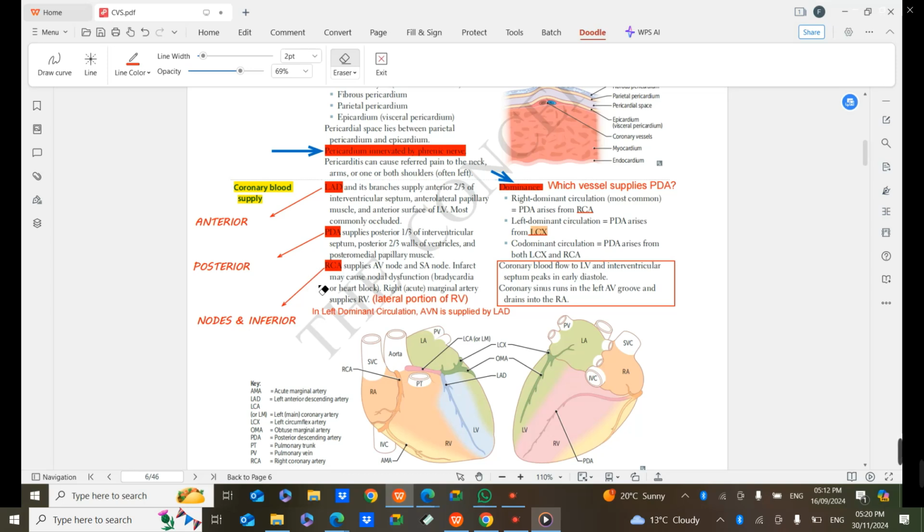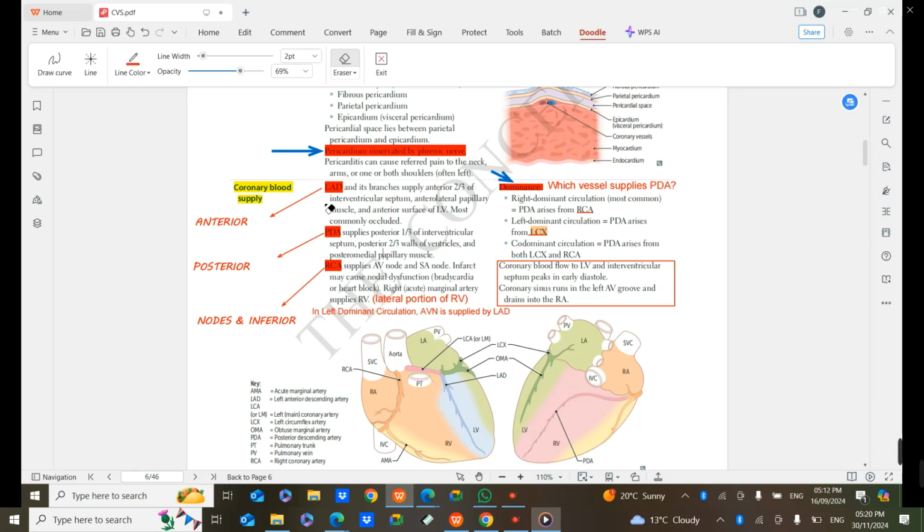There is a question they can also ask, even though it's not in First Aid. I added it. The lateral portion of the right ventricle, what supplies it? So, right coronary artery. Please just don't forget it. I want you to note it very well. Most especially the marginal artery: this marginal artery supplies the lateral portion of the right ventricle. Please note it very, very well. So that is about this blood supply.